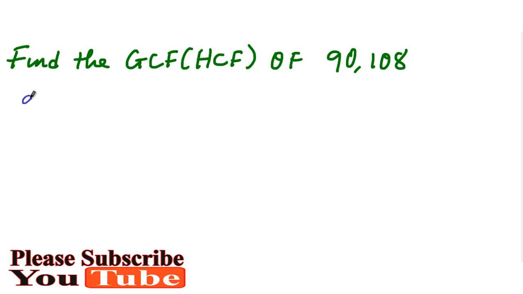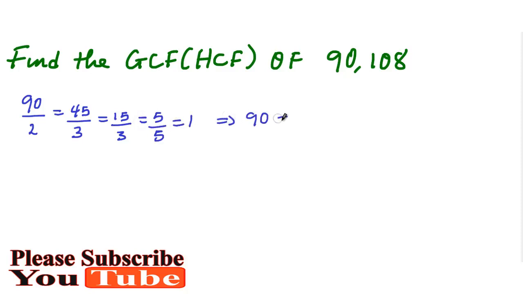So let's start with 90. So the prime factorization of 90 can be gotten by this. 90 divided by 2 will give us 45. Then 45 divided by 3 will give us 15. 15 divided by 3 would give us 5. 5 divided by 5, that would give us 1. So in that case, we know that the prime factorization of 90 is 2 times 3 times 3 times 5, which is the same thing as 2 times 3 raised to power 2 times 5.